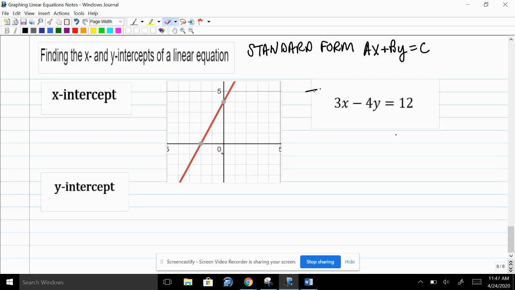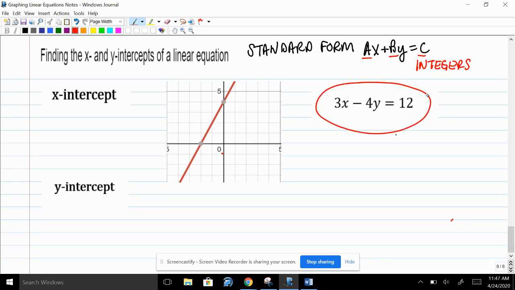Now, the main thing you're going to notice here, guys, is that the numbers, the a, the b, and the c, they are going to be integers, which is good for us because they're going to be nice and neat. So if you take a look at this equation right here, which we'll be working with shortly, that is written in standard form. Notice I got a 3, you got a -4, you got a 12. Nice, neat numbers to work with. So that just gives you a brief intro to what standard form is going to look like.